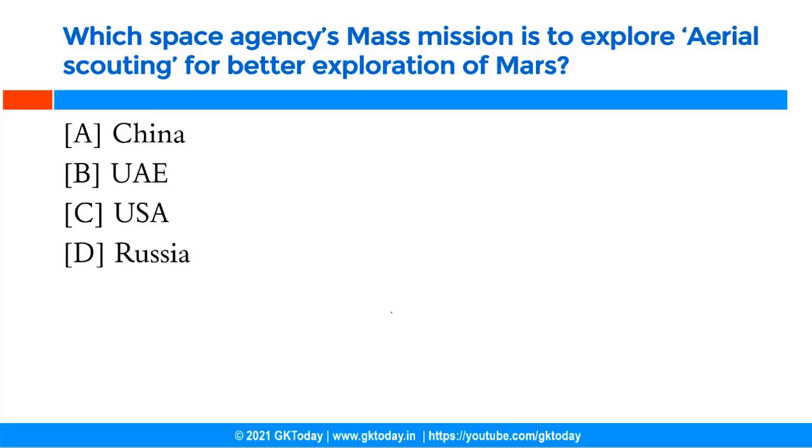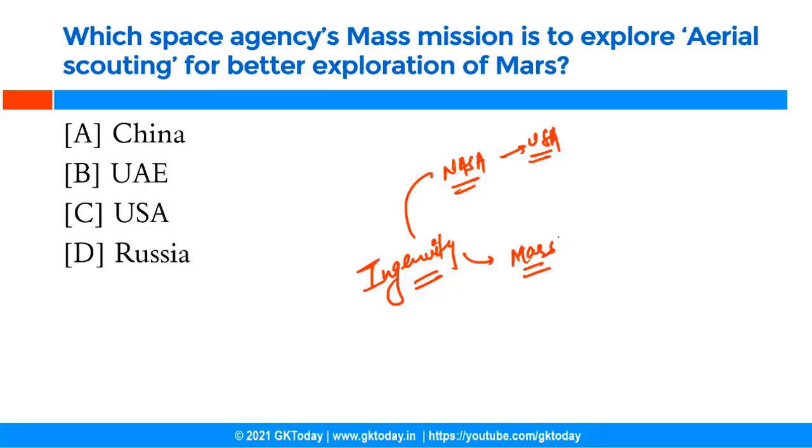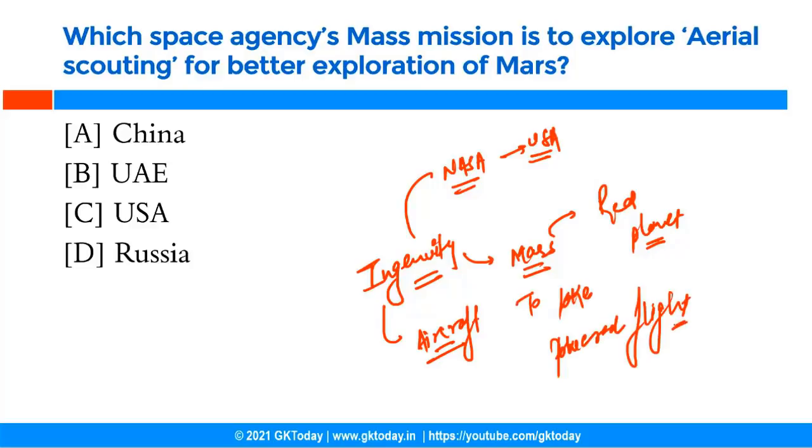Next question is, which space agency's Mars mission is to explore aerial scouting for better exploration? So this will be done by Ingenuity helicopter of NASA. NASA is the space agency of USA. Ingenuity helicopter is for Mars. Mars is also known as Red Planet. So this is going to ensure aerial survey for better exploration. Recently, Ingenuity was also in news because it became the first aircraft to take powered flight on the surface of Mars. Recently, NASA was also in news because of MOXIE. Answer in comment box why MOXIE was in news.